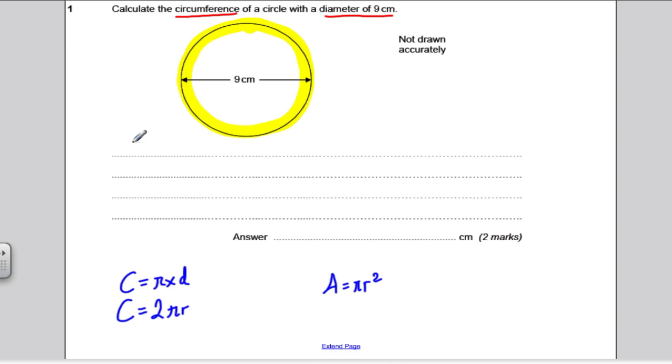Okay, let's calculate. The circumference is pi times the diameter, which is pi times 9, and if you work that out on your calculator, you get 28.3 centimeters. So 28.3 centimeters is the answer to question 1.